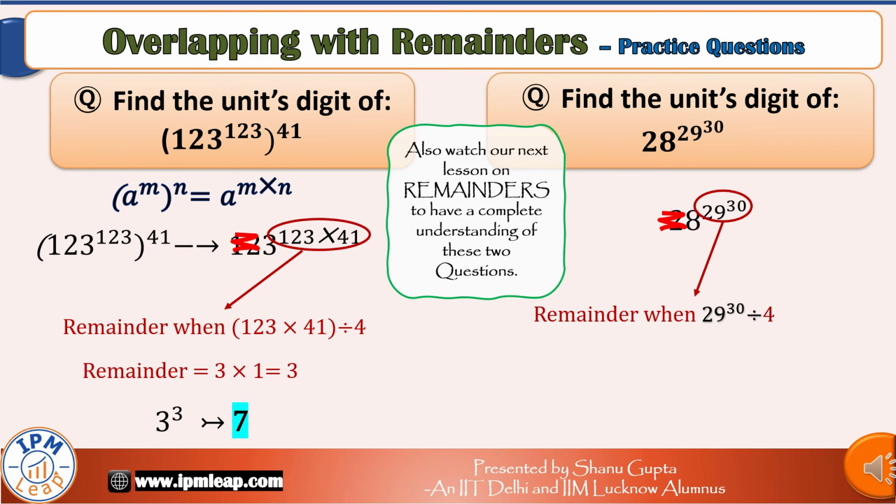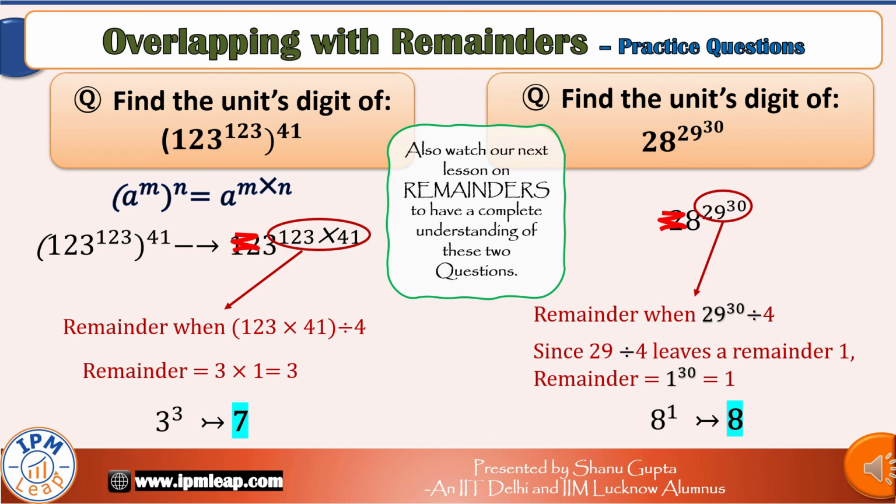Again, for finding remainder, we don't need to calculate the value of 29 raised power of 30. Rather, what we need to do is divide 29 by 4. 29 divided by 4 leaves the remainder 1. So remainder will be 1 raised power of 30, which we know is equal to 1. So the remainder is 1. Hence the power lies at the first step of the cycle. Our answer for units digit will be 8 raised power 1. Our answer is 8.